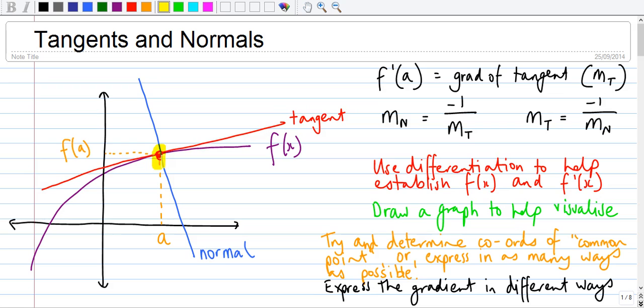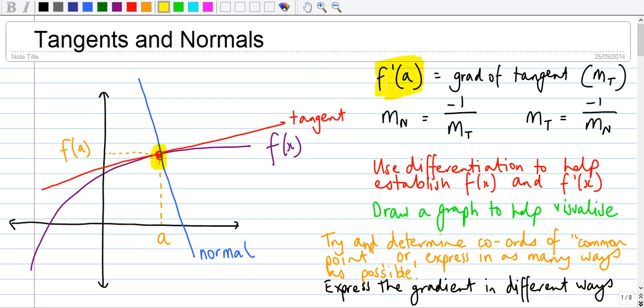At that point here, I call that the common point. That is a shared point. That's a point that f(x) and also the tangent go through. The other important thing is that the tangent line and f(x) have the same gradient at that point. So that's our first point here.